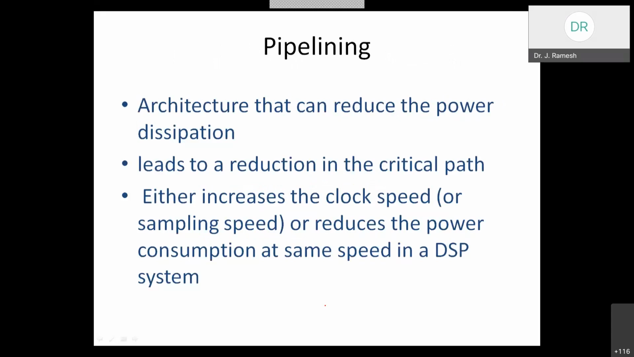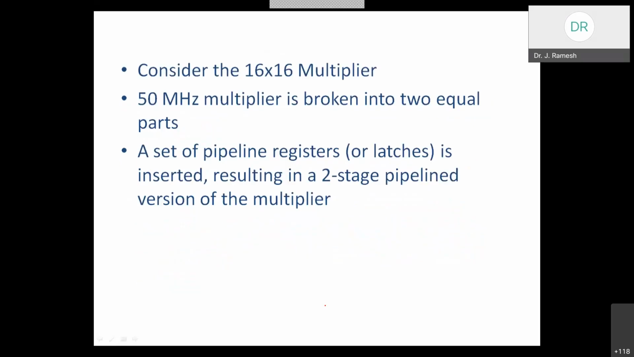So the architecture can reduce the power dissipation. It leads to a reduction in the critical path. When we pipeline the architecture, it will lead to a reduction in the critical path, so it either increases the clock speed or reduces the power consumption at the same speed in a DSP system. Again, we are considering the same uniprocessor architecture.